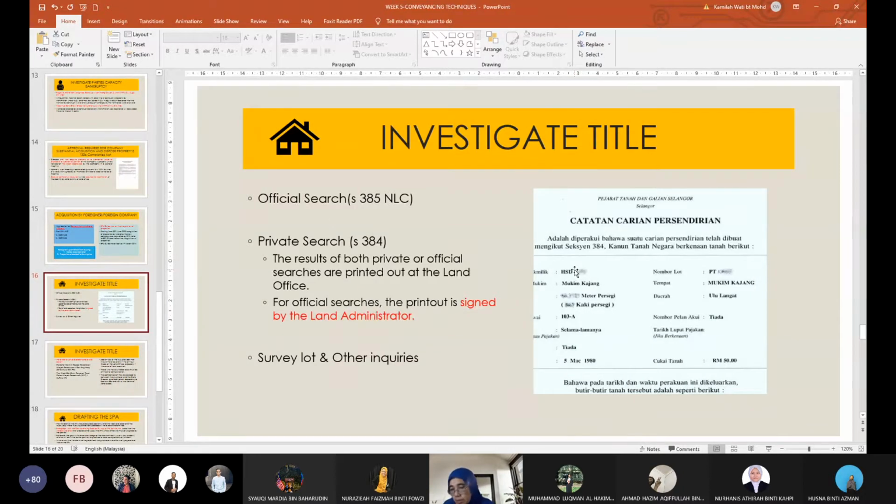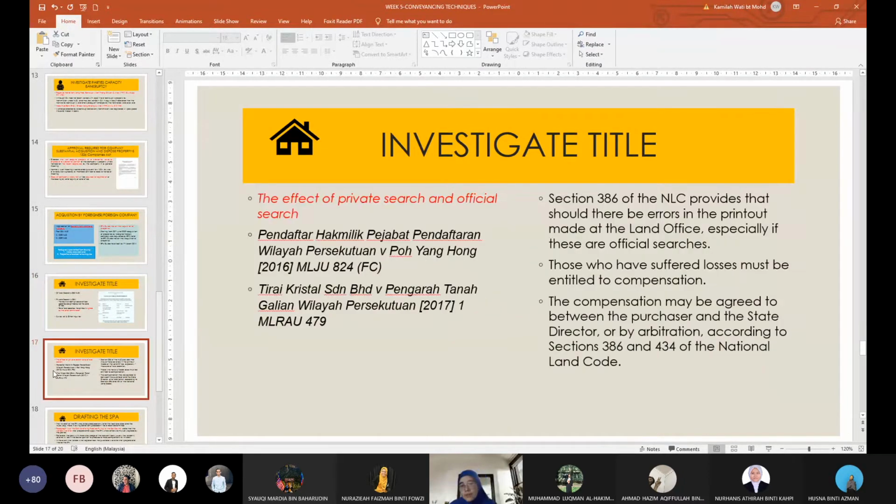So you bawa saja you punya salinan geran tu, you pergi ke pejabat pemetaan. So pejabat pemetaan boleh identify daripada peta dia tu, oh tanah tuan sebenarnya duduk di kawasan ni, tepi tanah ni and so on. So survey lot lah dan other inquiries. Okay, so ada 2 search, official search and private search. Okay, so the effect of private search and official search ni was discussed dalam 2 kes ni.